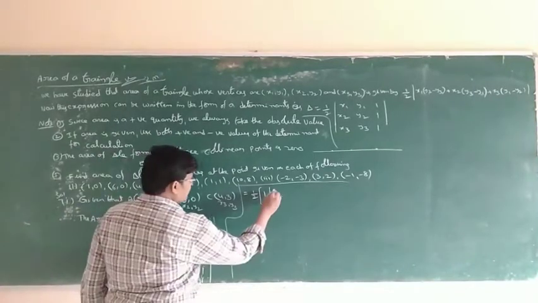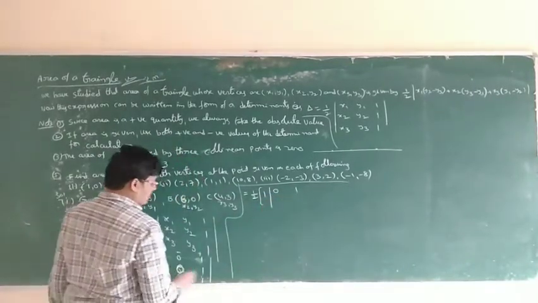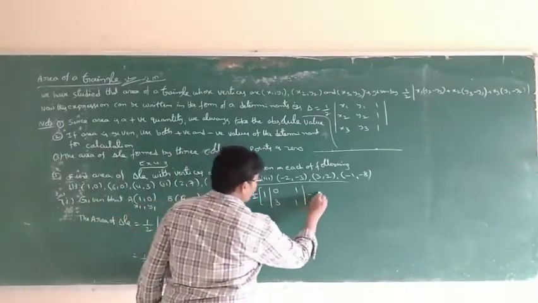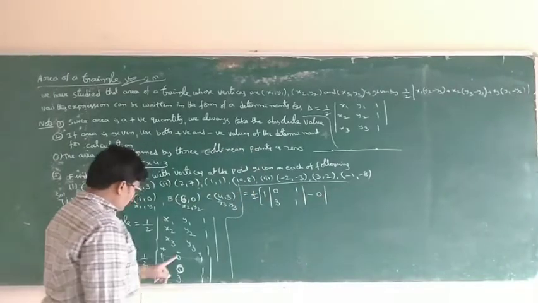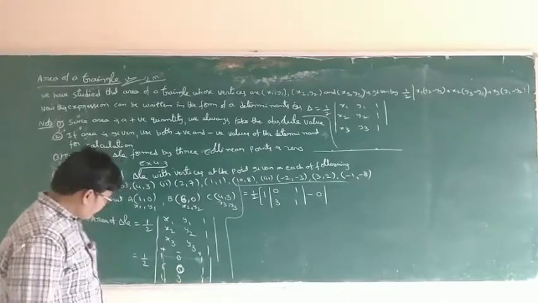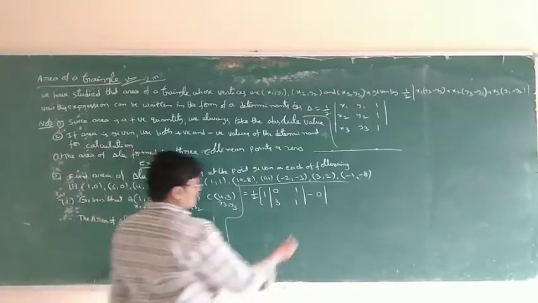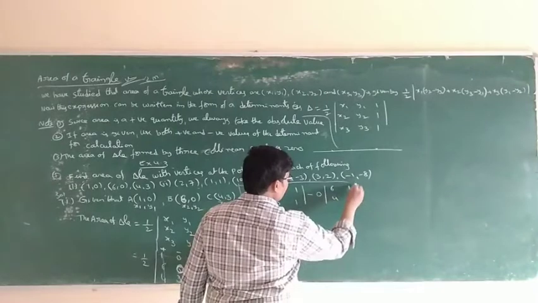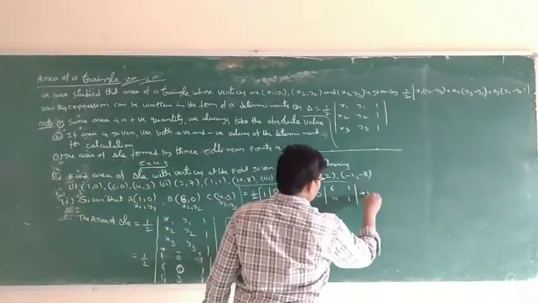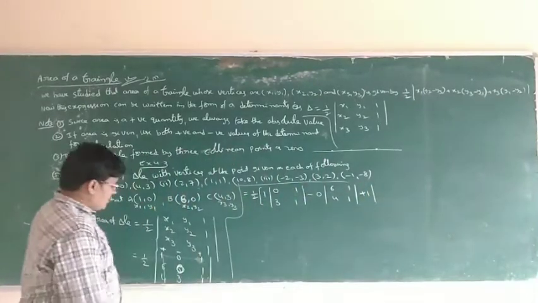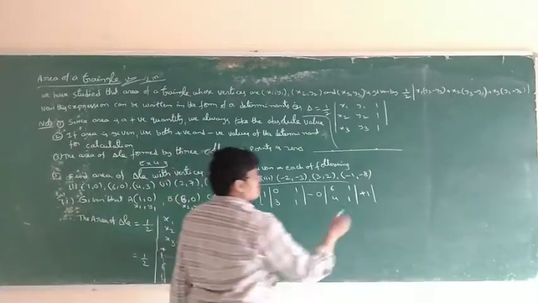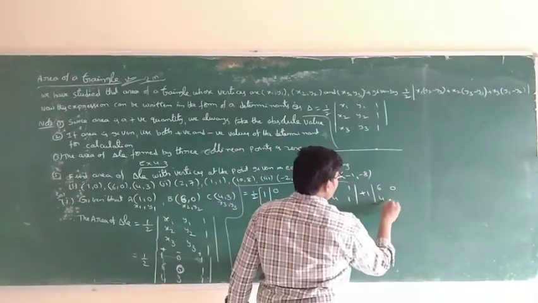What is remaining? 0 1 0 1 3 1. Next minus 0 into the corresponding row and the corresponding column will be deleted. 6 1 4 1. Next plus 1 into the corresponding column corresponding to 6 0 4 3.